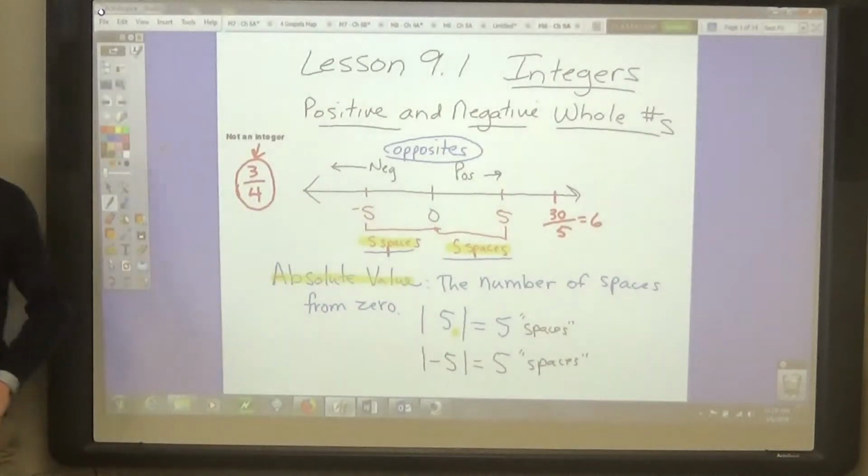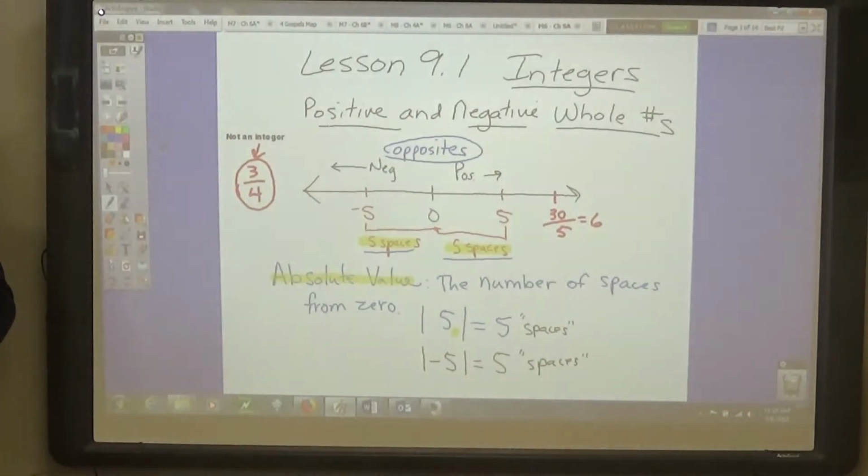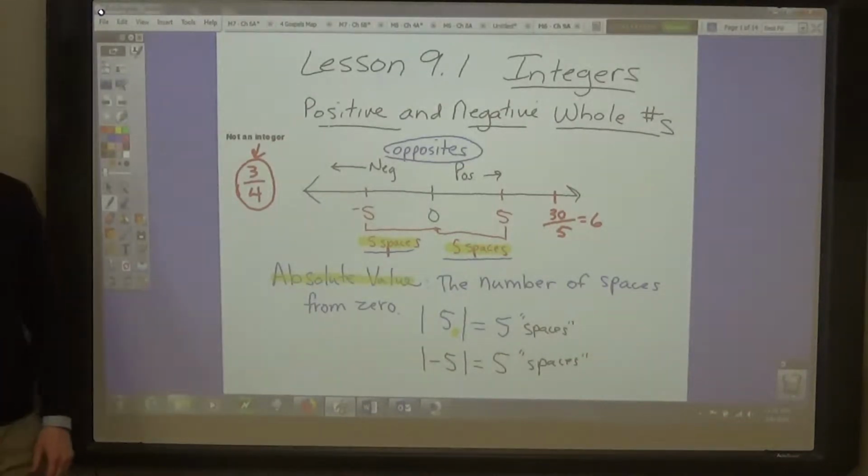All right? But we're just going to work on the meanings of numbers today. The meanings of the integers. Turn to page 254.